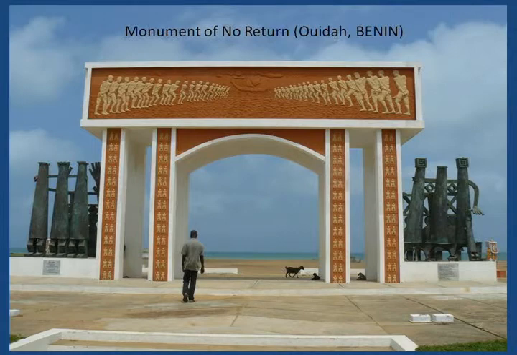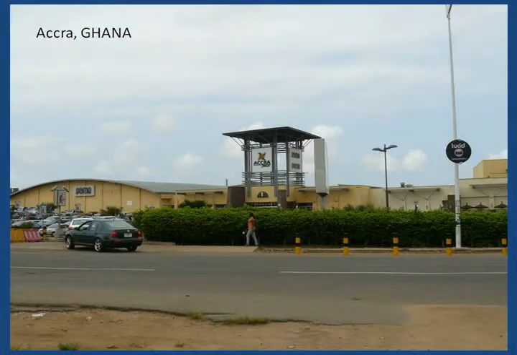But it all began with the Portuguese, who, this is what they call the Monument of No Return, built by UNESCO there in Benin, where the Portuguese were one of the first places they engaged in the slave trade in West Africa.